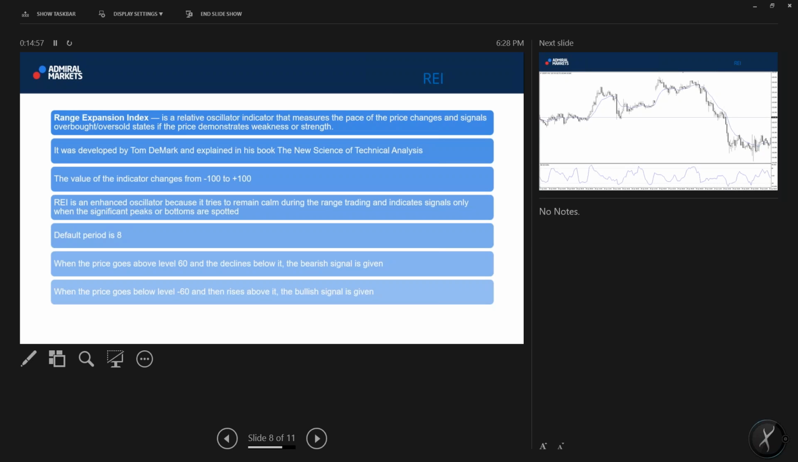Now, the main motor of this method is REI, or Range Expansion Index. It is a relative oscillator indicator that measures the pace of the price changes and signals overbought and oversold conditions if the price demonstrates weakness or strength. Originally, it was developed by Tom DeMark, who explained this indicator in his book, The New Science of Technical Analysis. Usually traders know Tom DeMark from his trend line trading.